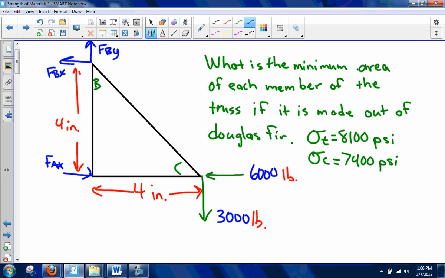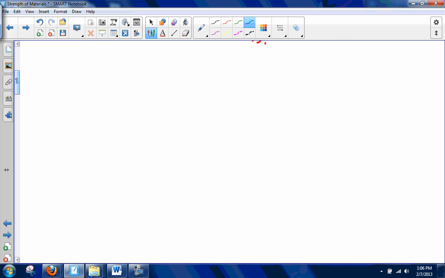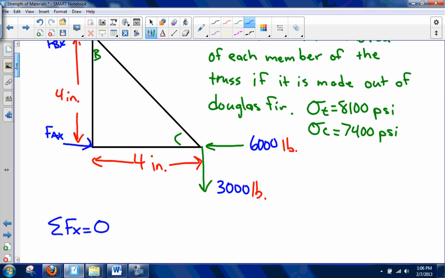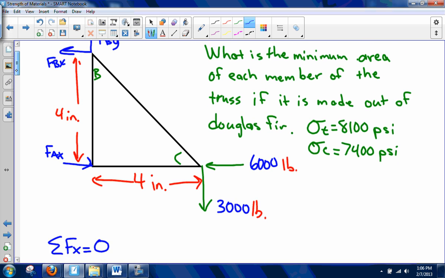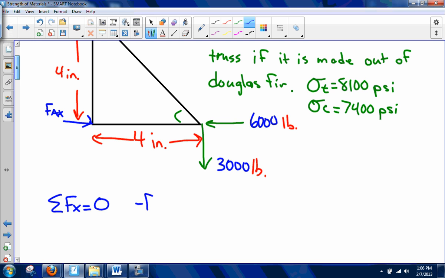Okay, so now that I've got the problem set up, I can go into equilibrium equations. So I start out with sum of the forces in the x direction needs to equal 0. So I've got to look at everything in the x direction. I've got FBX. It's moving to the left, so that's a negative FBX. I've got FAX moving to the right, so that's plus FAX. And I've got 6,000 moving to the left, so that's minus 6,000. All of that equals 0. Right now I've got two variables in the x direction, so I can't go ahead and solve for either one of them right now. I've got to move on to another equation.